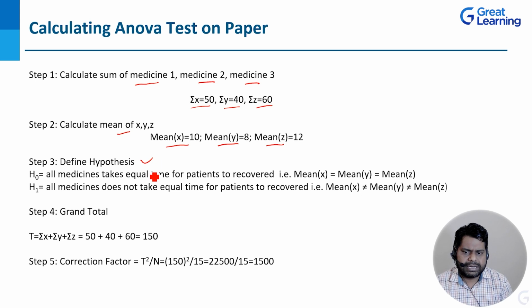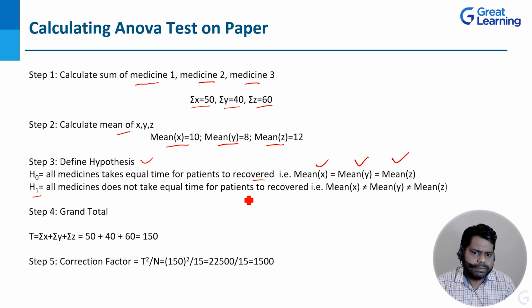Now we will define our hypothesis. So our null hypothesis says that all medicines take equal time for the patient to recover, or we can say mean of x equals mean of y equals mean of z. On the other side, the alternate hypothesis says that all medicines do not take equal time for the patient to recover, or we can say there is one medicine whose mean is not equal to the rest of the two means.